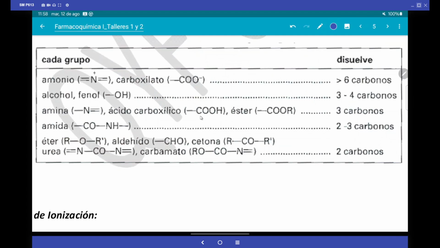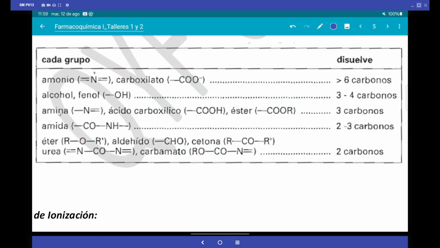And then we have, it says, an amine. Well, this is an incorrect way of drawing, because strictly speaking this would be an imine. It says an amine, a carboxylic acid, but neutral, or an ester, which is also neutral. It says more or less 3 carbons. What I'm going to tell you is that from here down, the bad solubilizers come.